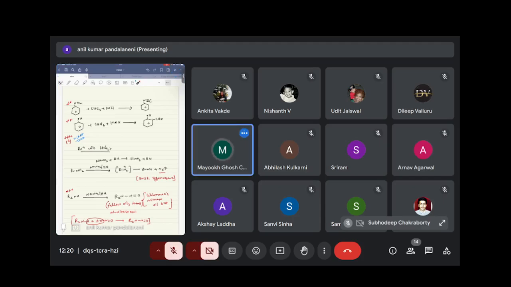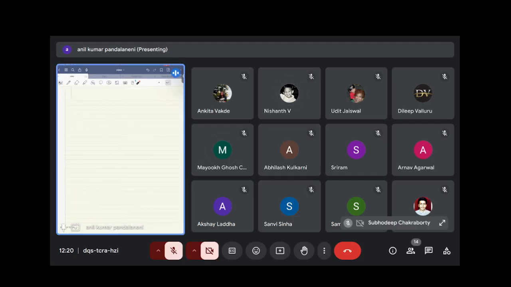Done? Yes, sir. Now come to the tertiary amine. What happens if it reacts with tertiary amine? R3N plus HNO2. Simple acid base reaction only will take place, R3NH+ and NO2−. Okay. Soluble in water. The salt will form. That's it. It is not a reaction. It's not a test.